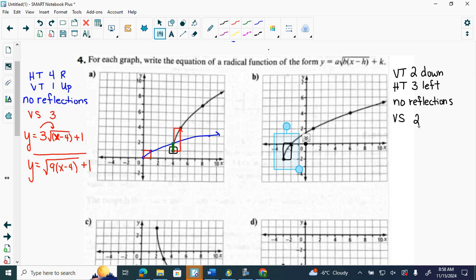So my equation is going to be y equals 2 square root of x plus 3, minus 2. Or, what equation could they give? Y equals square root of what? 4. And then what do I have to make sure I do? Bracket x plus 3, minus 2. Okay?